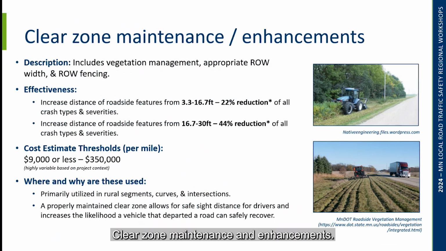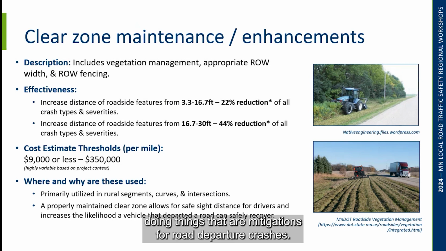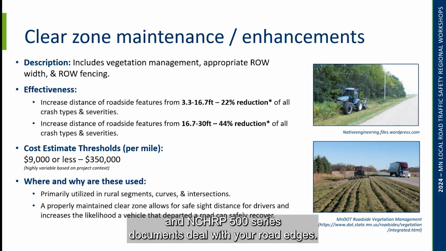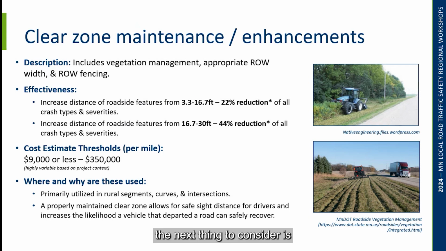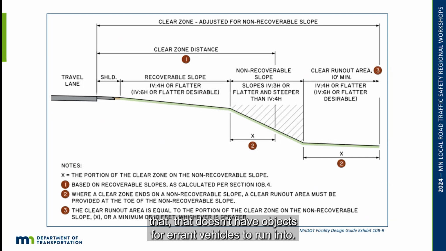All right, clear zone maintenance and enhancements. Again, we're talking about doing things that are mitigations for road departure crashes. So the first strategy, again, that was identified in the NCHRP 500 series documents, deal with your road edges. If you've done that and you're still having road departure crashes, the next thing to consider is providing a clear area adjacent to the edge of the road that doesn't have objects for errant vehicles to run into.